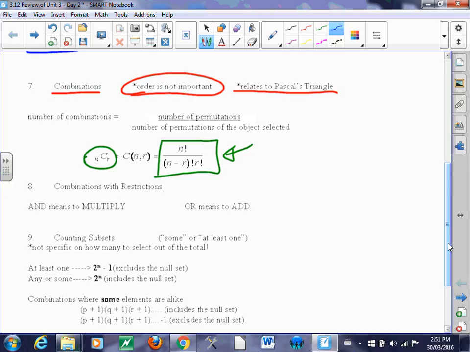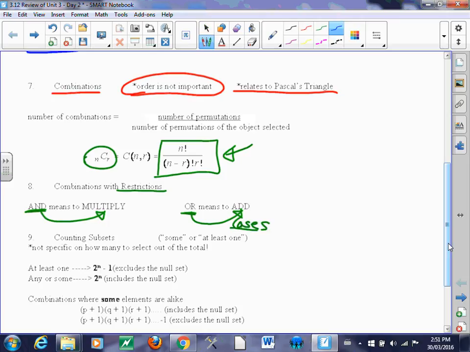All right, keep moving on here with combinations. We have combinations with restrictions. Make sure you take a look at when you have an AND situation. When you have an AND, you multiply. An OR, you add. This is when you usually have more than one. You have cases, right? One case, two cases.